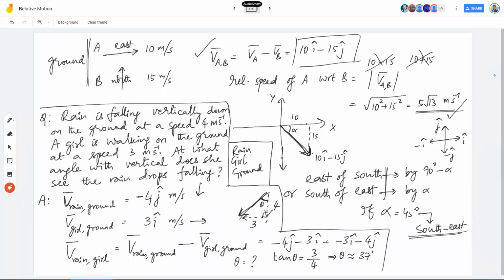Okay, did we understand this or not first? Did we understand this question? Sin 37 degrees is 3 by 5. Sin 53 degrees equals 4 by 5. Correct.